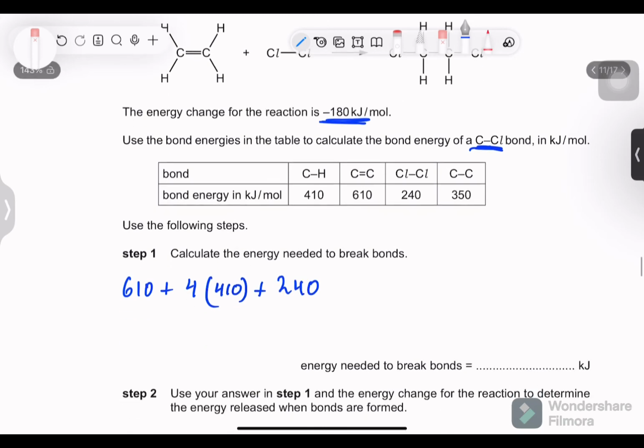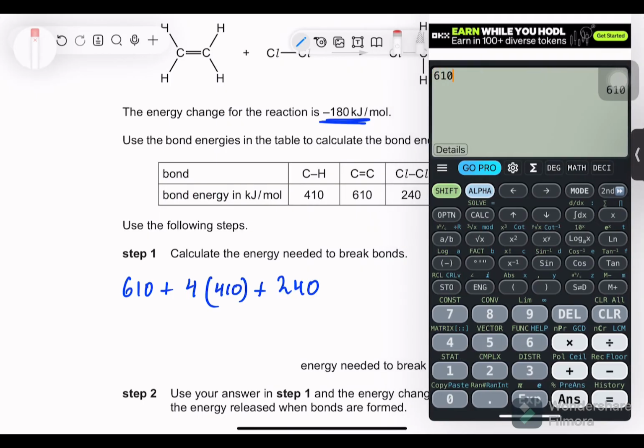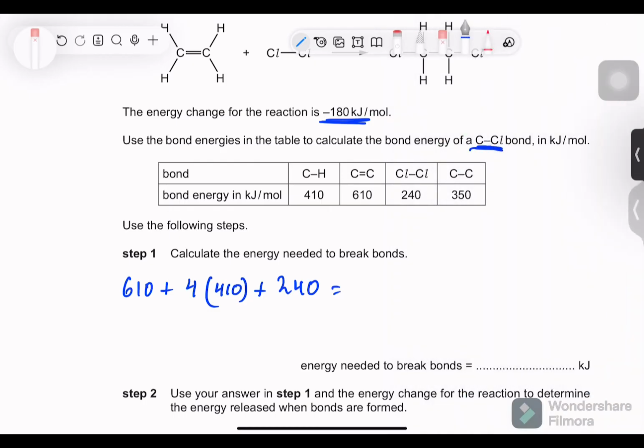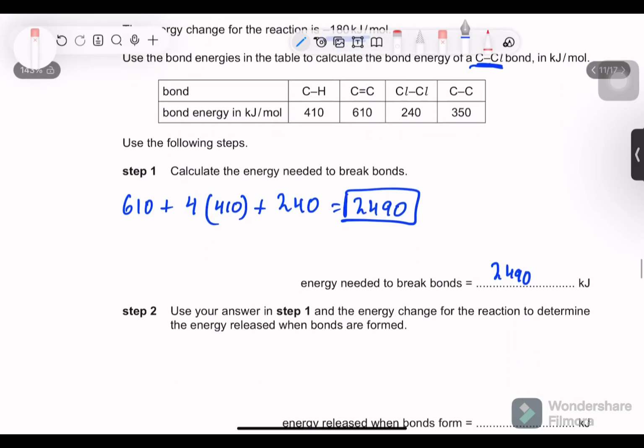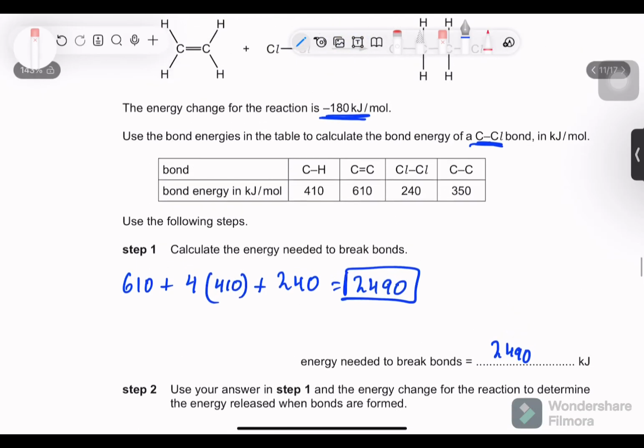This is the energy needed to break the bonds. So they've made it really easy for us by breaking it down into simple steps. It can, however, come directly also in a single 4 mark question. So this is the answer. 2490, the energy needed to break bonds. Use your answer in step 1 and the energy change for the reaction to determine the energy released when bonds are formed.